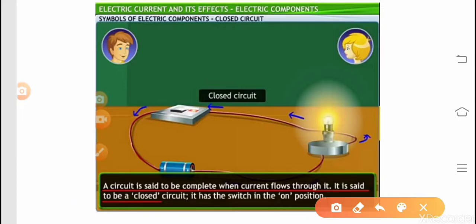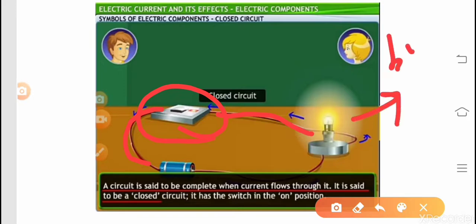Closed means, as the name suggests, the circuit is complete or closed. So the only difference between open and closed is that here the switch is in on position, meaning it is working. When the switch is pressed to the on position, the current will start flowing from the cell. It will go to the switch, and through there it will be transferred to the bulb, and the bulb will start glowing. Here you can see the bulb is glowing.